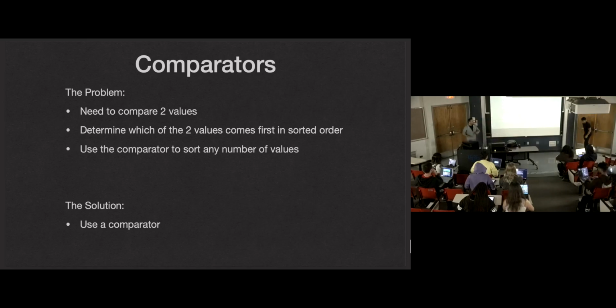A comparator is going to be essentially a method. We're going to wrap it in a class and use inheritance and everything. But it's effectively a method that's going to compare two values and tell us something about the relative order between those two values. So with those two values, how should they be ordered? And we want to use these comparators to sort any number of values. We're eventually going to sort using comparators that compare two values and use them to sort any number of values.